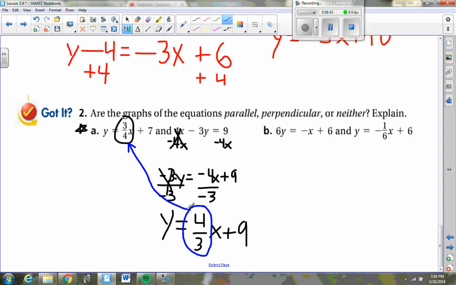So I now look at this slope compared to this slope. And I just ask myself, are they 100% the same number? No, they're not 100% the same number. So they're not parallel lines. I can eliminate parallel as an option. Are they opposite reciprocals? Well, one of them is 3/4 and the other 4/3. So they are reciprocals, meaning I flip the fraction over. Unfortunately, both of them are positive, which means they're not opposite reciprocals. So I also eliminate the perpendicular option, which means the answer here would be neither. Okay, neither.